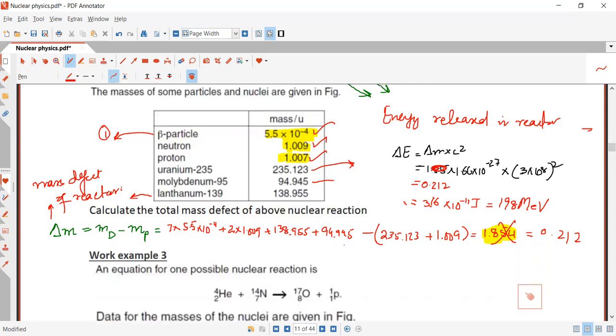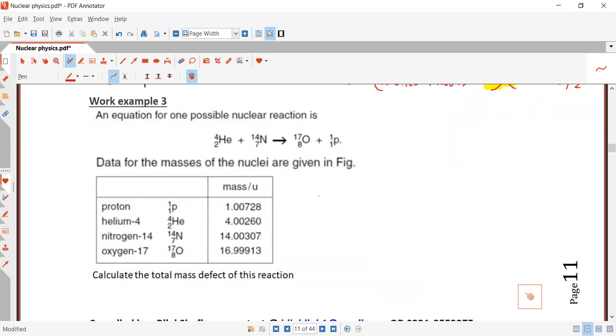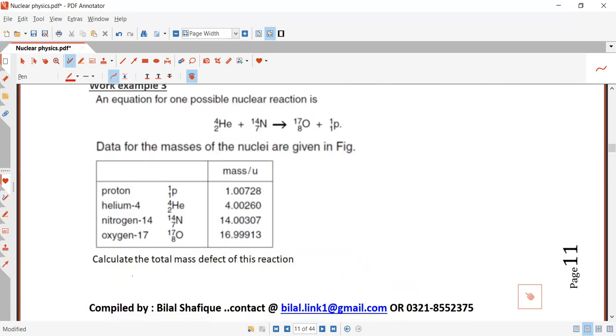Okay. So the next question is this: one possible reaction for this, the helium and nitrogen combining together to form oxygen, is this. Calculate the mass effect of this reaction. Again, you can do the same procedure as we did previously, right?